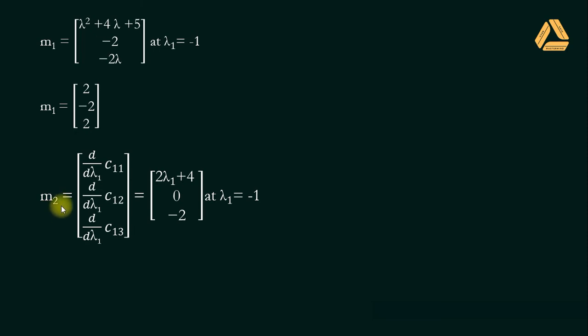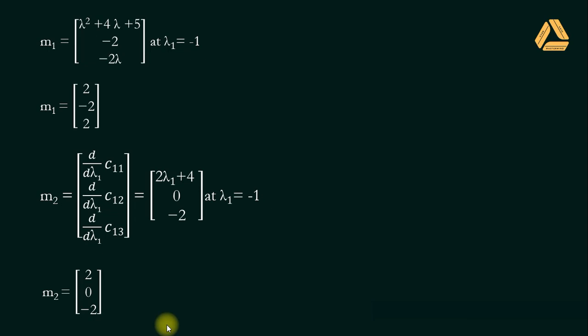So what is the vector M2? Vector M2 is for the repeated eigenvalue, right? The second eigenvalue is repeated, that is minus 1, repeated 2 times. So M2 is obtained by differentiating these cofactors: d by d lambda 1 of C11, d by d lambda 1 of C12, d by d lambda 1 of C13. See, this is the equation you got for M1. By differentiating these, you will get the M2 vector, which is given by 2 lambda 1 plus 4, 0, minus 2. Substituting lambda 1 equal to minus 1 here, you will get M2 as 2, 0, minus 2. So this is the method.